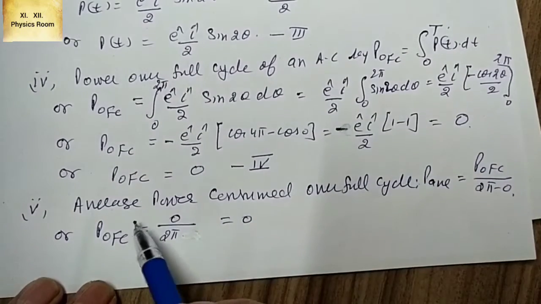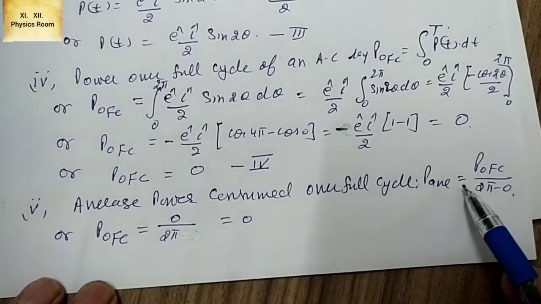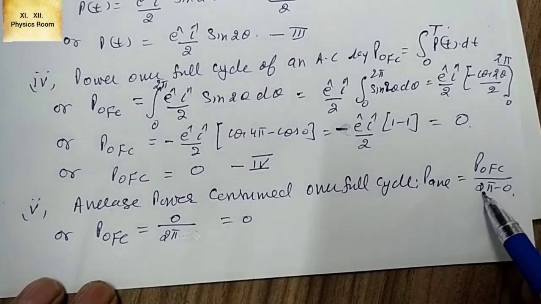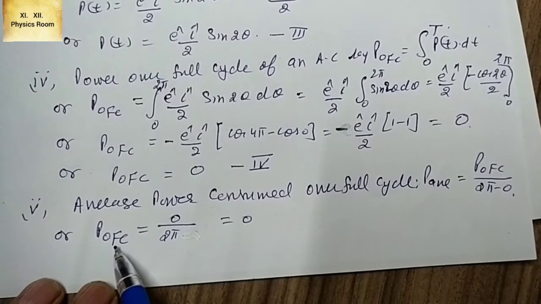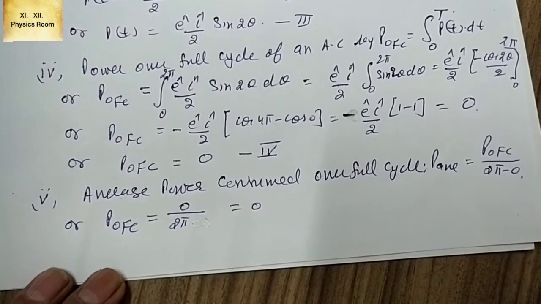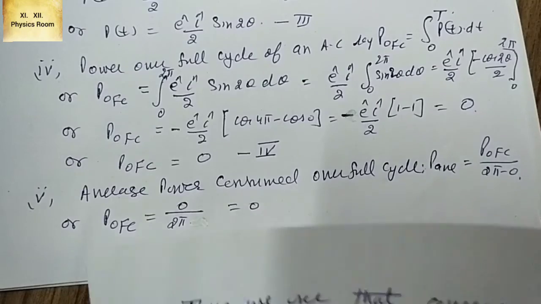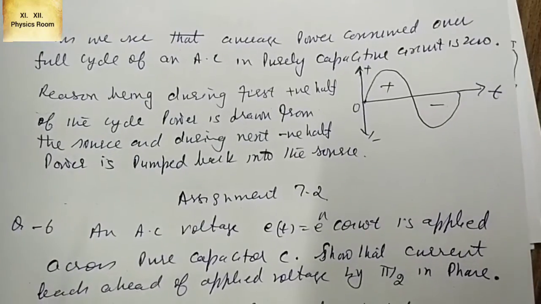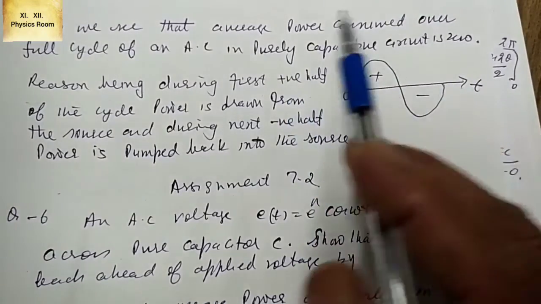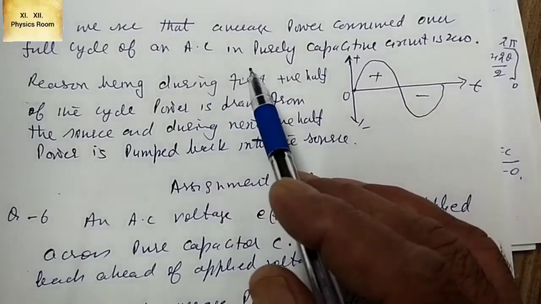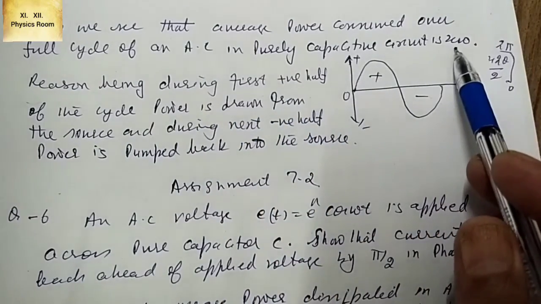Now fifth point, average power consumed over full cycle of an AC is equal to power over full cycle divided by 2 pi minus 0, upper limit minus lower limit. So our power over full cycle of an AC is equal to 0 by 2 pi, or it is equal to 0. So average power consumed over full cycle of an AC in case of pure capacitor is also 0. Thus we see that average power consumed over full cycle of an AC in purely capacitive circuit is 0.